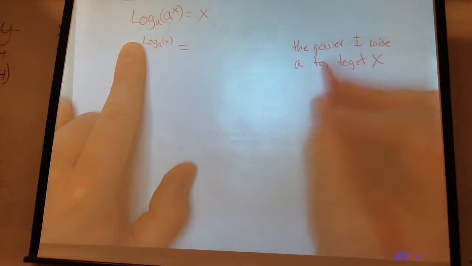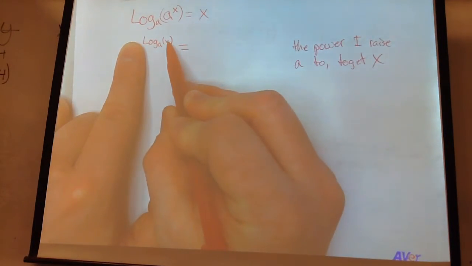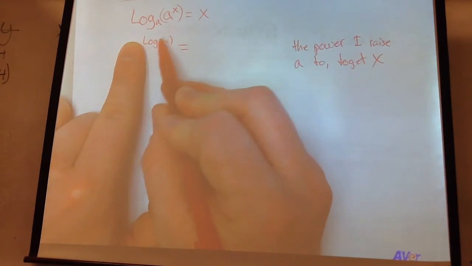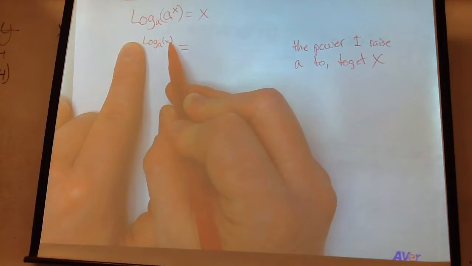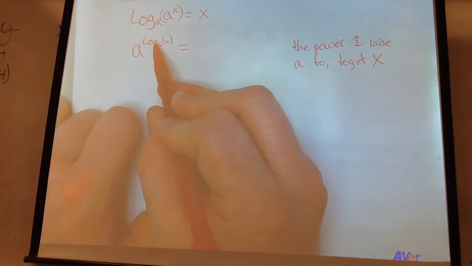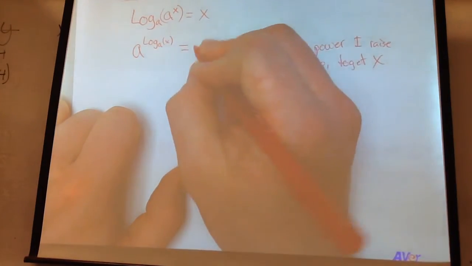It's improper English, but it's A to what power gives me x. That's this. This is the power that I raise A to get x as my answer. So now I'm going to take that and do A to that power. What am I going to get? A to the X.